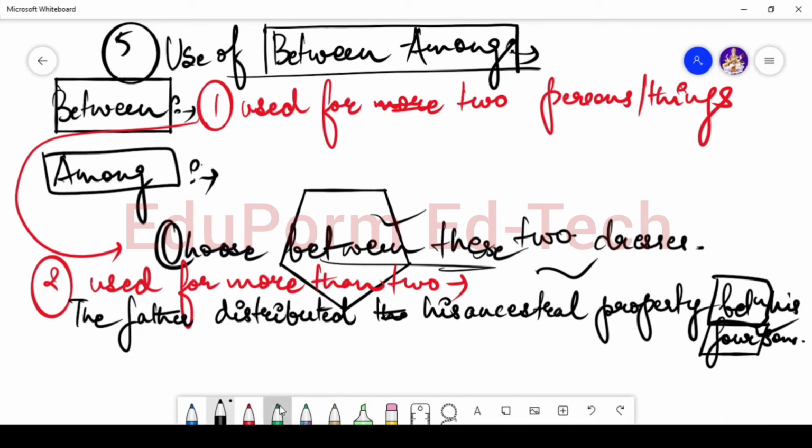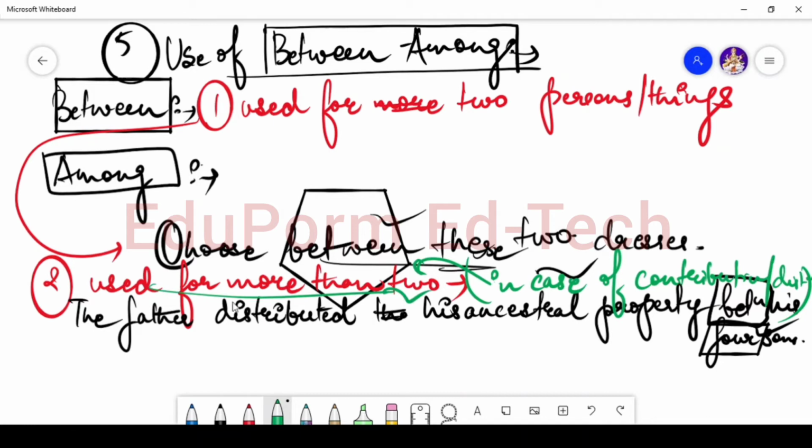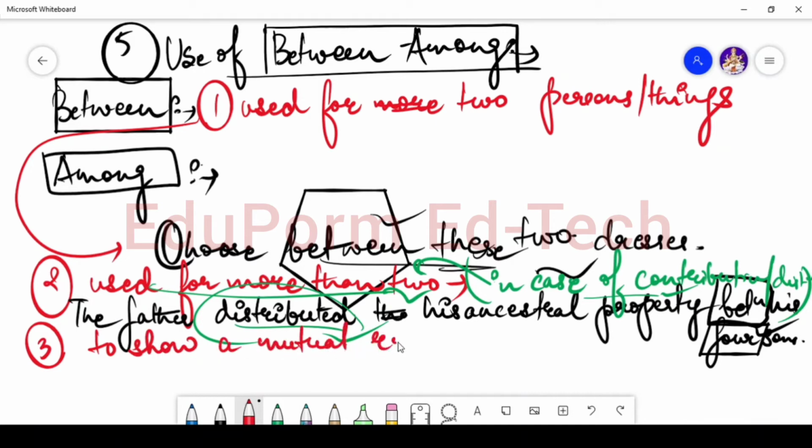So consider that in case of contribution or distribution, this scenario can exist. Between can be used for more than two in case of contribution or distribution. Here things are being distributed, okay? Now let's see the third scenario. The third scenario is to show a mutual relationship. This is the third scenario where you can use between, okay?